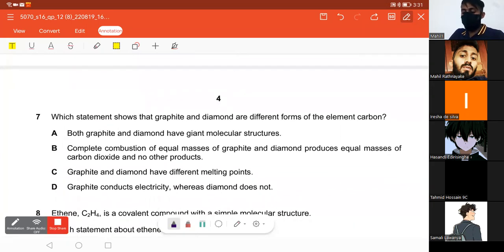Which statement shows graphite and diamond are formed from the element carbon? That means they are asking if graphite and diamond are formed by carbon. B. Why? Graphite and diamond are only made from carbon. How do you know? When you combust, the only product is carbon dioxide. C plus oxygen gives carbon dioxide.